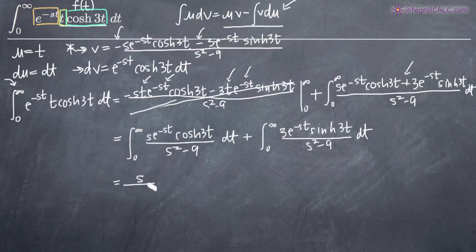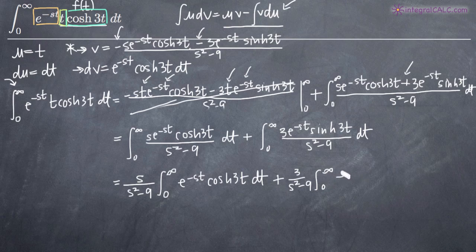So we have s over s squared minus 9 times the integral from 0 to infinity of, now we just have e to the negative st cosh 3t dt. And then here again, in the second integral, we can pull out 3 over s squared minus 9. So 3 over s squared minus 9 times the integral from 0 to infinity of e to the negative st hyperbolic sine of 3t.